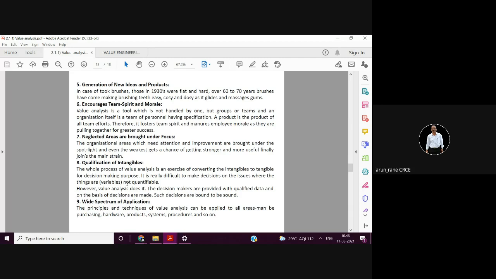Then intangibles. Quantification of the whole process of analysis is an exercise of converting the intangibles to the tangibles for decision making purpose. Whatever you cannot count has to be converted into countable. That is nothing but intangible to the tangible, indirect to the direct, and value analysis has proved to be a very good tool in all the areas.